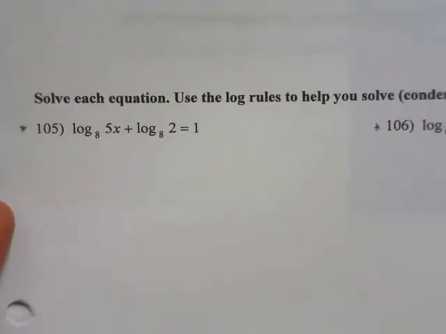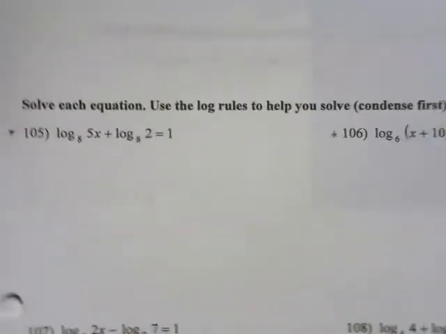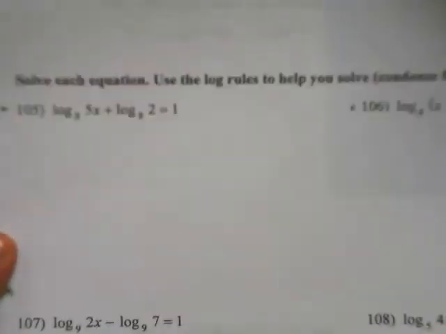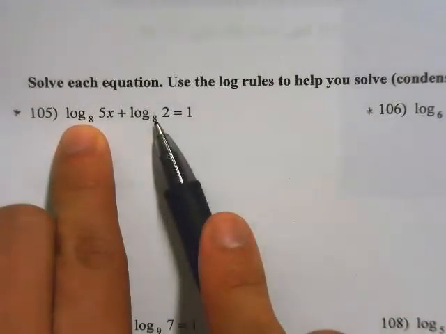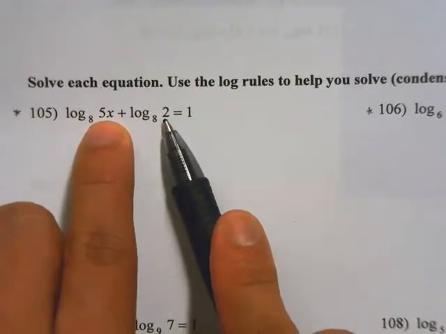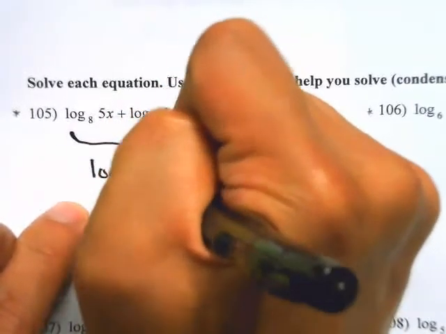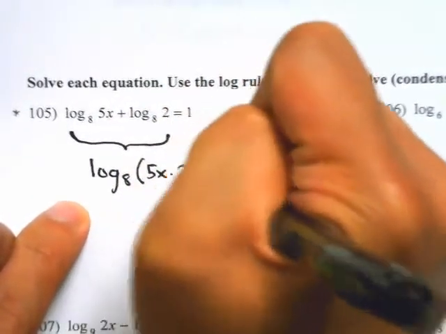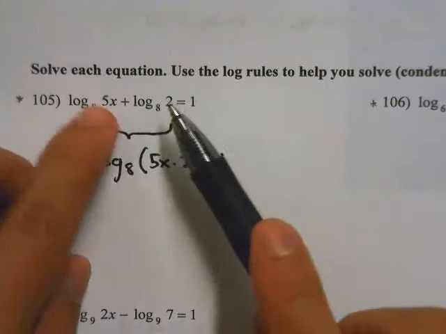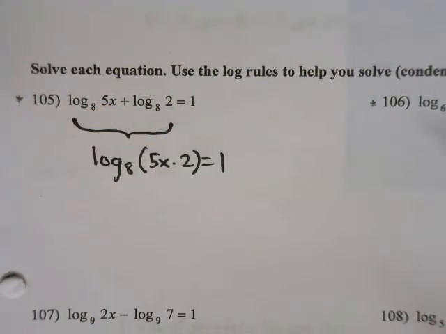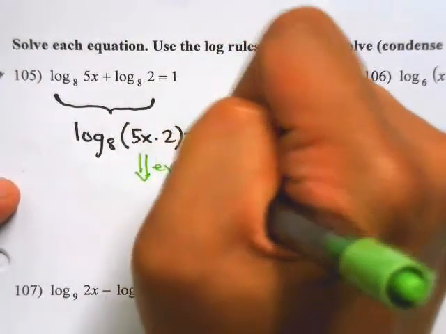Okay, so 105. Solve each equation. Use the log rules to help you solve. Condense first. Okay, I see. This left side, I think we can condense first because they already have the same logs, and then we can put the arguments together. We can change this into one log. So let's condense. Log base 8, and we can do 5x times 2 is equal to 1. Okay. So instead of 2 additions, we'll just do 1 multiplication with 1 base. Really from here, now it's in log form. Change this back into exponential form.